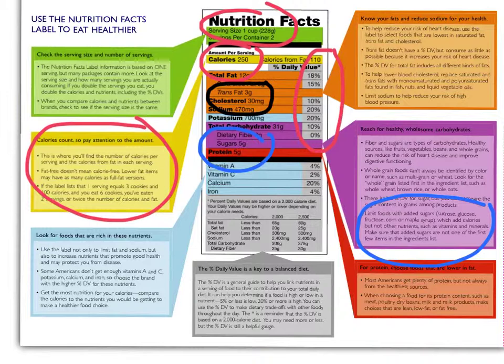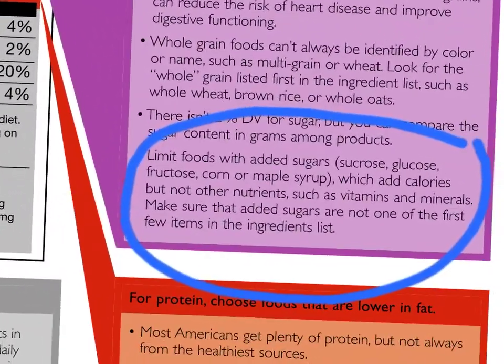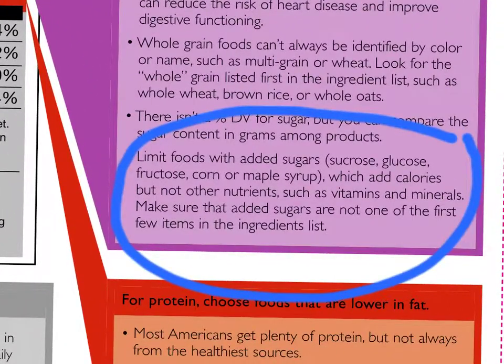They're all written here. Let me just make it bigger here. So it says limit foods with added sugars like sucrose, glucose, fructose, corn syrup, or maple syrup. That's another big one, which add calories but no nutrients. So this is where you need to pay attention to that kind of stuff.